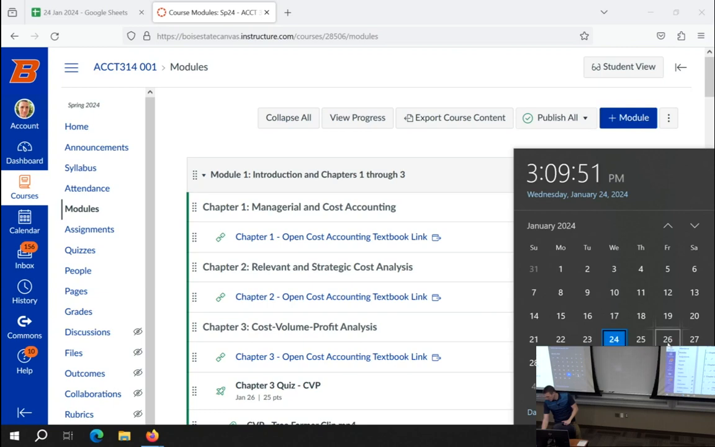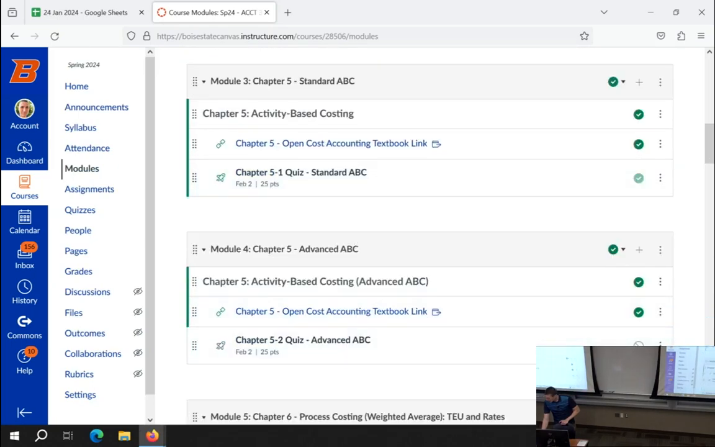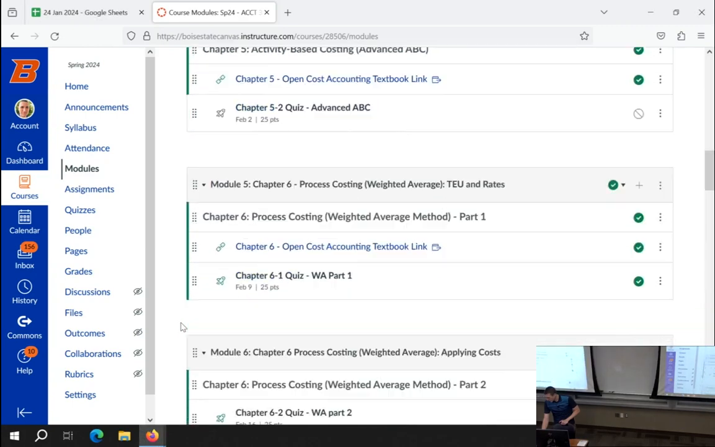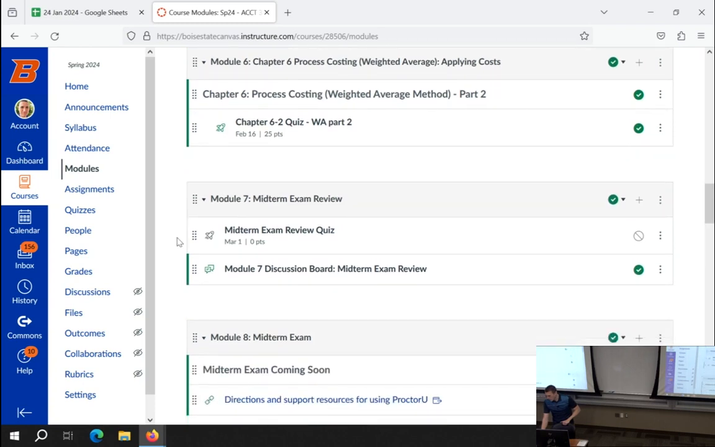We will set aside time to start talking about Chapter 5, maybe go over some 5-1 quiz questions, because that's coming up, due February 2nd, right here. So that hopefully is the last delay we have between today and next Monday and Wednesday. Hopefully we will be able to cover materials for 5-1, 5-2 and be caught up so that we're nice and chugging along when we get into the first half of process costing and then towards the midterm.